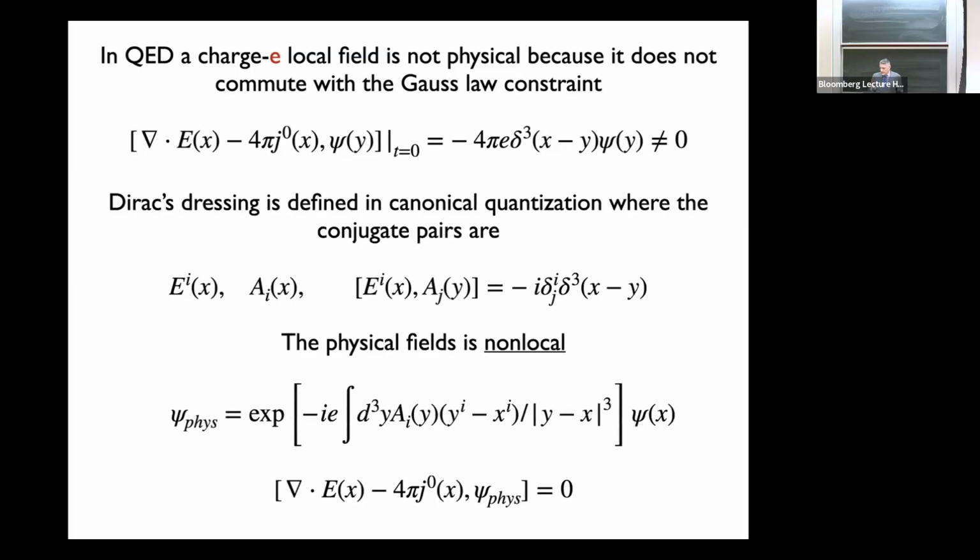Dirac, long before Wilson lines, worked in a canonical formalism. And in a canonical formalism, the vector potential and the electric field are canonically conjugate variables. They have the standard commutation relations. And if you use these fields, you can construct a dressed field that has this form, and this form is very suggestive. You see that you have the vector potential multiplied by the classical electric field created by a source located exactly at x, at the position of the local operator.